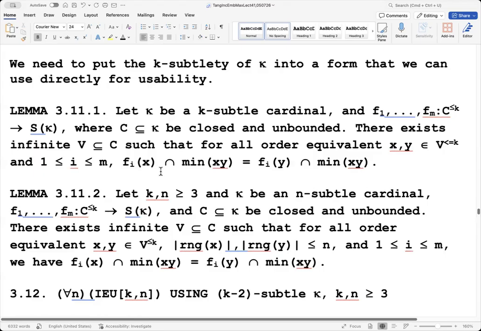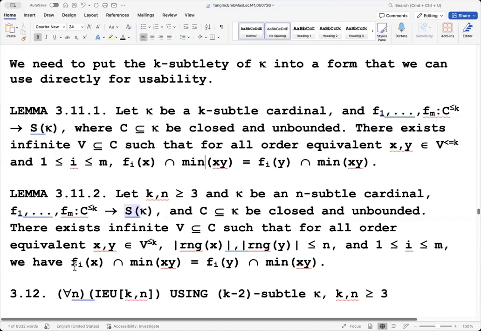It's like the homogeneous definition in large cardinal combinatorics. In other words, the intersection of the min xy is the same as the intersection of, yeah, because it's sets now. This is mapping into sets. See, if we were mapping into ordinals, it would have to say regressive and being equal. But here we're talking about sets.